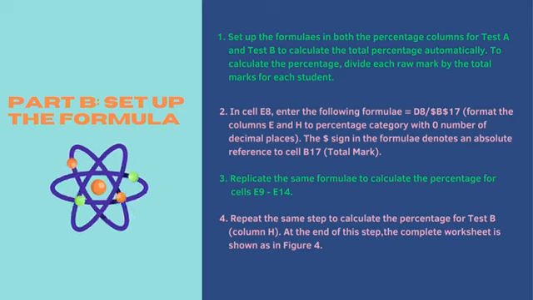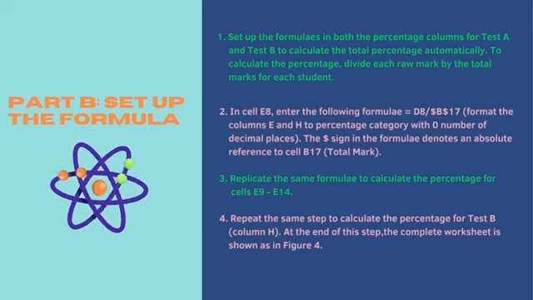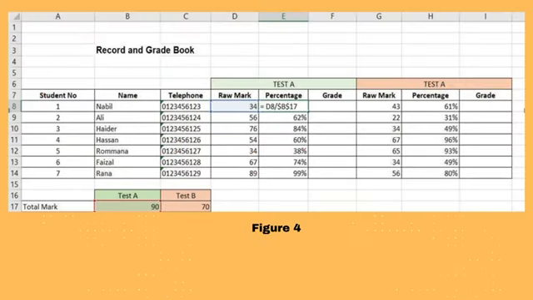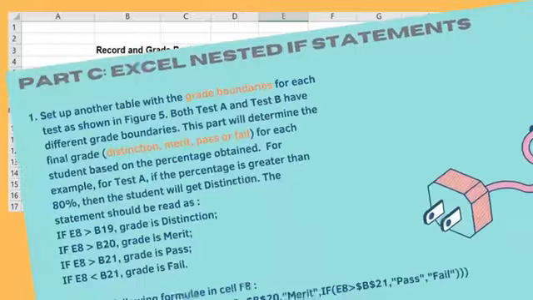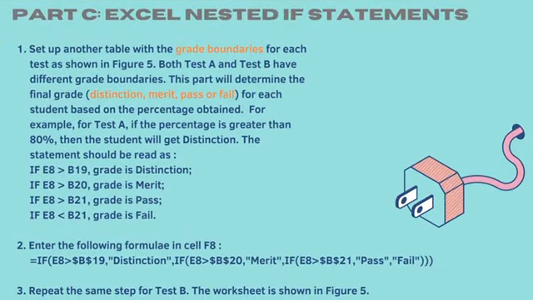Step 3. Replicate the same formula to calculate the percentage for cells E9 to E14. Step 4. Repeat the same step to calculate the percentage for Test B, which is for column H. At the end of this step, the complete worksheet is shown as in Figure 4 in the next slide. Figure 4 shows complete work for Part B. Now, let's move to Part C. Part C is about applying the nested if statement.